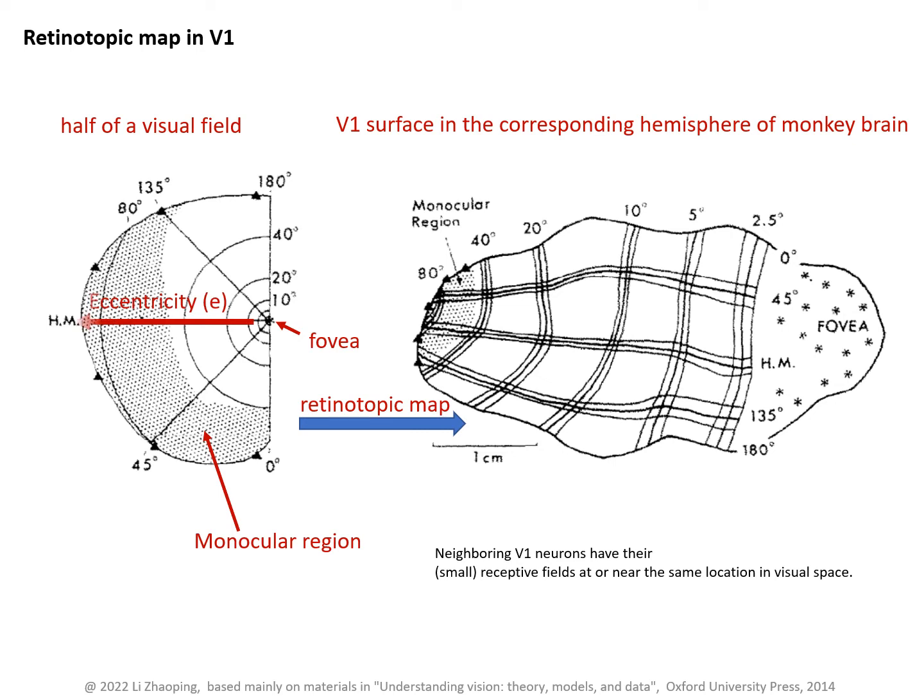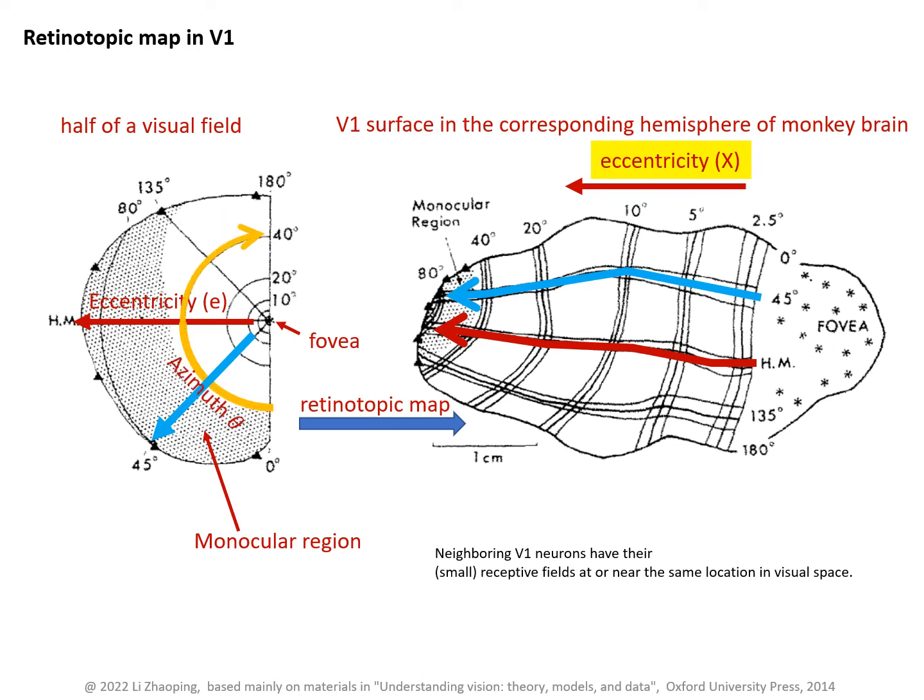This line going from the fovea to this peripheral location is called the horizontal meridian, and it's mapped to this curve on V1 cortex, and this line to this curve. So therefore, eccentricity maps along this direction, x, on the cortex.